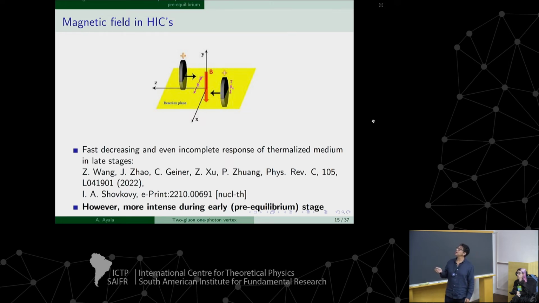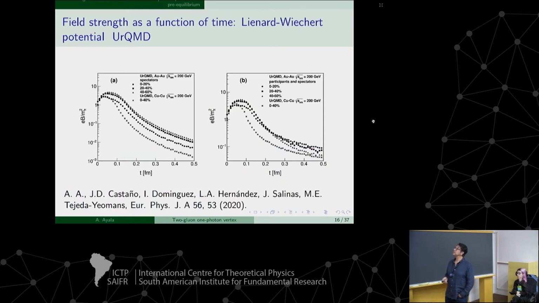This is just a cartoon, of course, but if you think that at this pre-equilibrium stage, you don't have a plasma, you just have lots of gluons. The phase space occupation is large. And because of that, you don't run into the troubles that have been recently discussed, in particular by Igor or by several colleagues, that the thermal medium has an incomplete response to the magnetic field. So in the pre-equilibrium stage, that is not a problem. And so you have two bonuses. You have lots of gluons, and you have the largest magnetic field possible. So let's see what can happen if you do that.